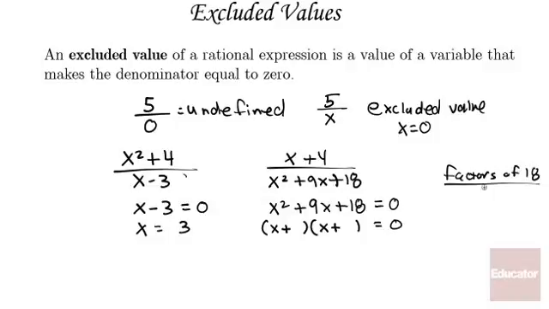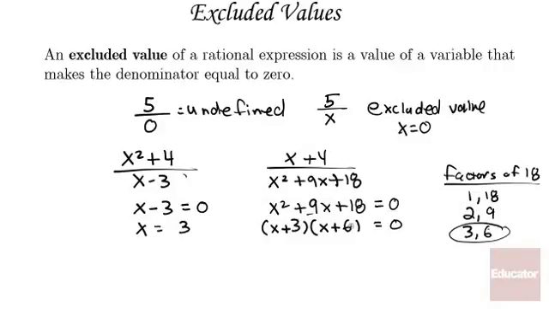Now I need to find some factors of 18, and those would be 1 and 18, 2 and 9, and 3 and 6. I need to find factors of 18 whose sum is 9. That's going to give me the correct factorization. The product of these two is 18, but I need ones that also add up to 9. This is not correct, that's going to be 19. That's 11. Well, the sum of 6 and 3 is 9, so this is my correct set of values.